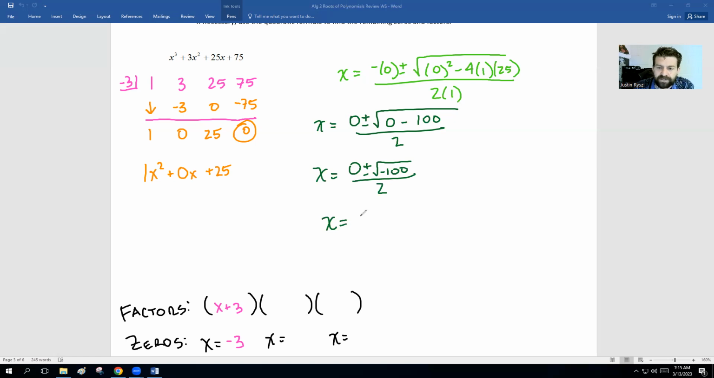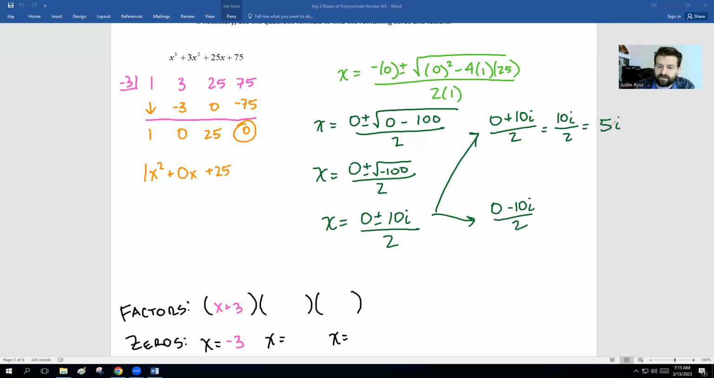And we get an answer. Okay, the square root of negative 100 does come out somewhat nice, but it actually ends up being 10i. Remember, we can't really take the square root of a negative, but we can express it as an imaginary answer. So we do get two solutions here. We get 0 plus 10i divided by 2, and 0 minus 10i divided by 2. So 10i divided by 2, or 5i, is one solution. And the other one, we'd get negative 10i divided by 2, and that's negative 5i. So our other two answers are negative roots, or negative zeros. And so that means our other factors are going to be x minus 5i and x plus 5i.